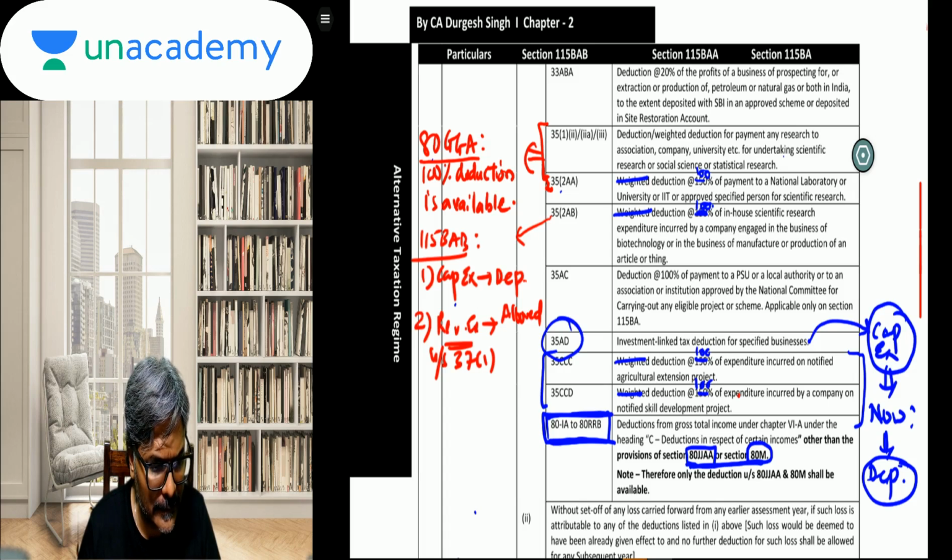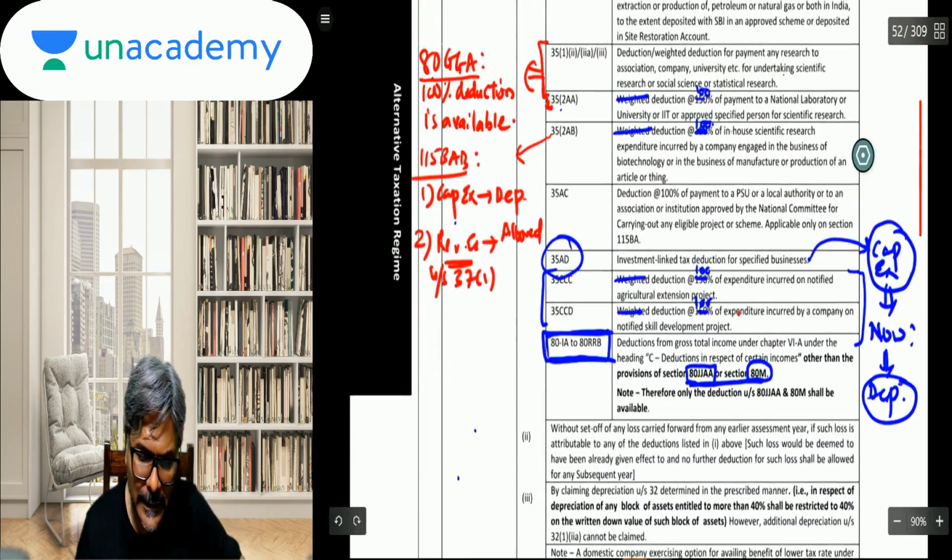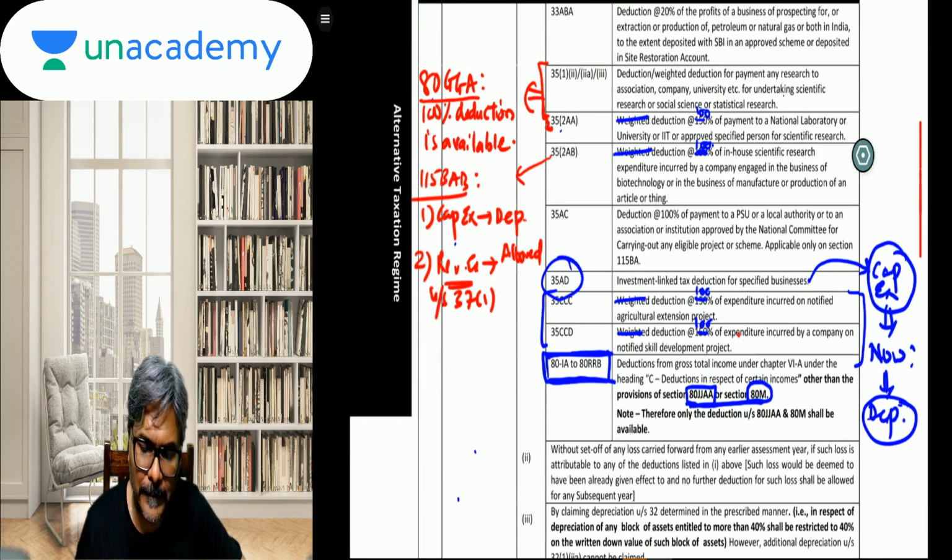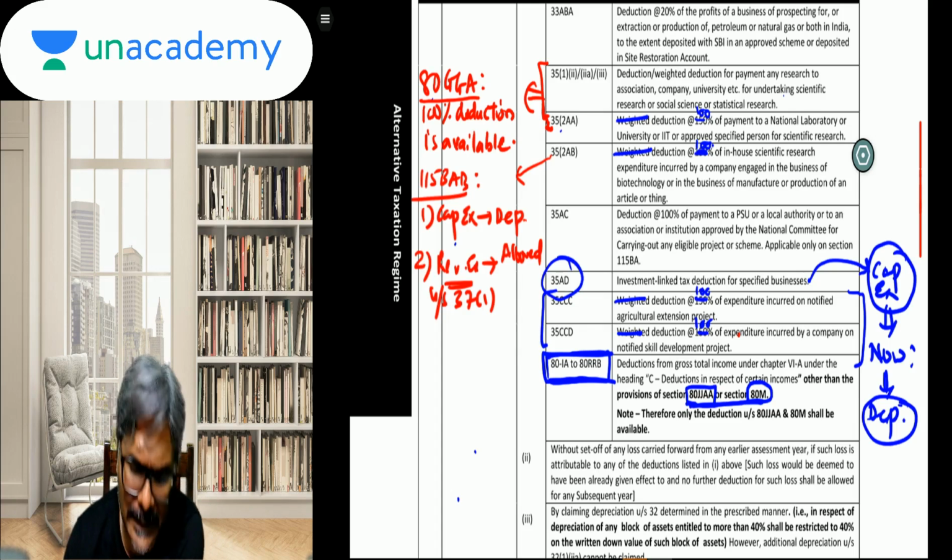And if you cannot consider 35AD in that particular case, what will happen over here? You will claim a deduction of depreciation. So I think that is a logical recourse under 115BAB or BAA. If I am going with this alternate tax regime, then I will no longer be allowed to take a full deduction of the capex, but I will have to come with the conventional route of claiming the depreciation allowance.